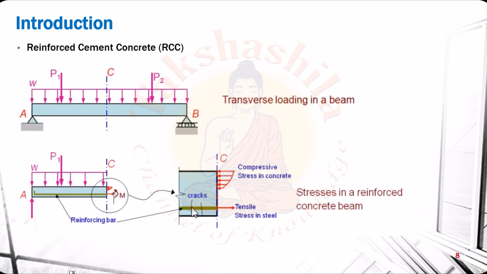In the tensile zone, we provide a steel bar so that when this beam undergoes flexure, the compressive stress coming on top will be taken by the concrete, whereas when the tensile stress is found at the bottom of the beam, this steel reinforcement will take up all those tensile stresses. As a whole, these two materials will act together and can carry a large amount of load.